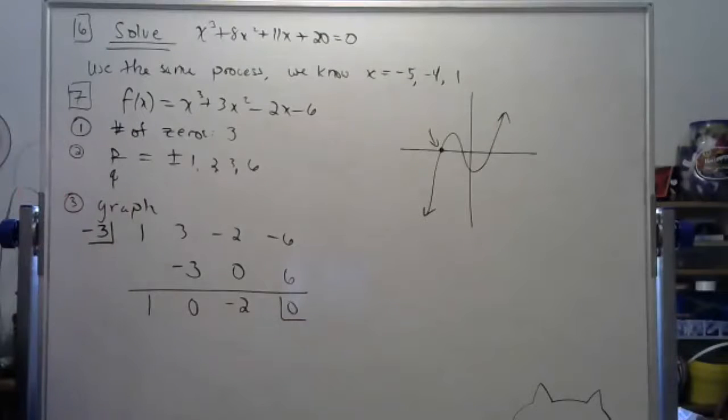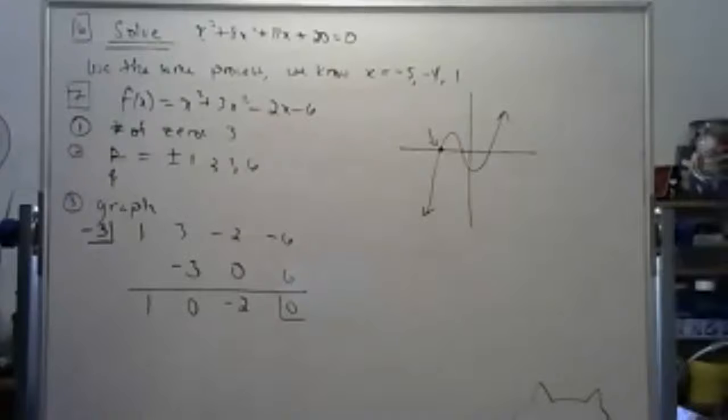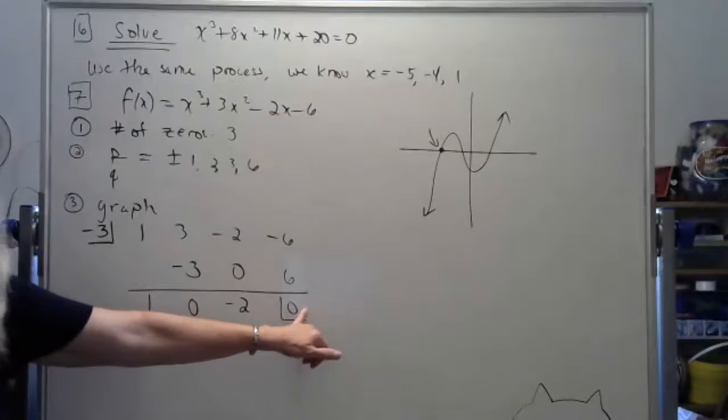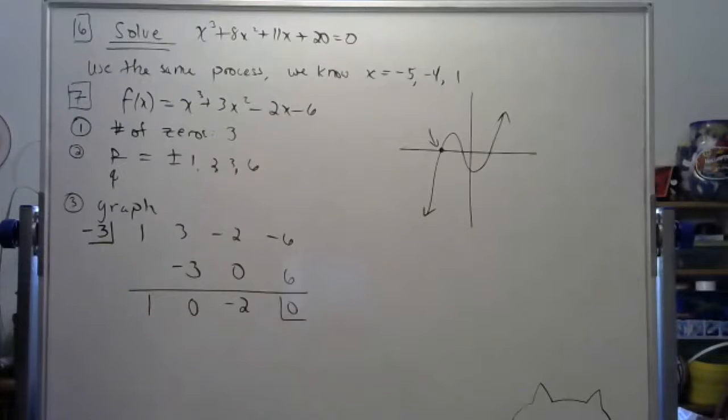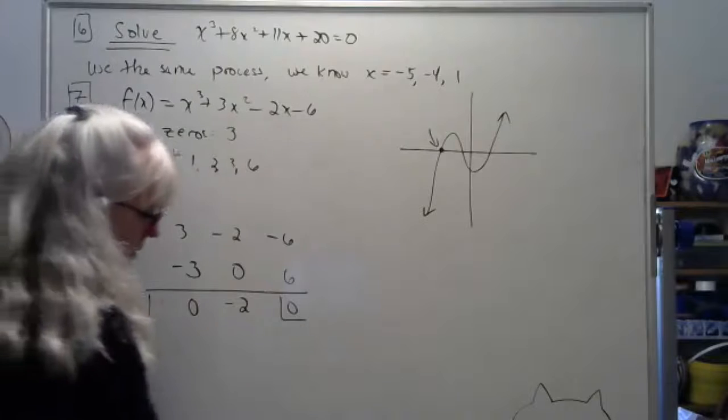So we need the 0 there. It worked. So it is a -3. Again, if we tried -4, this number over here wouldn't be a 0, so that's how I know it doesn't work. Wonderful. Great. Okay, what's left down here is my depressed equation.